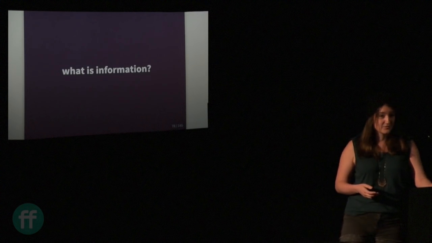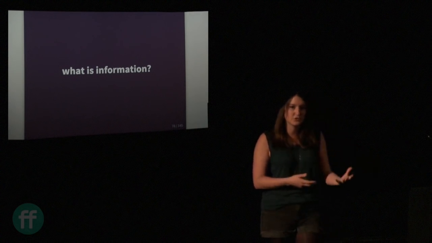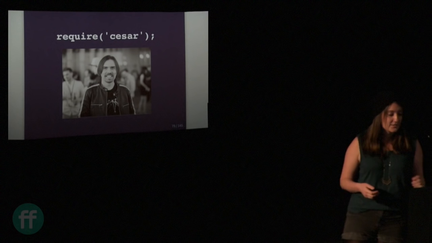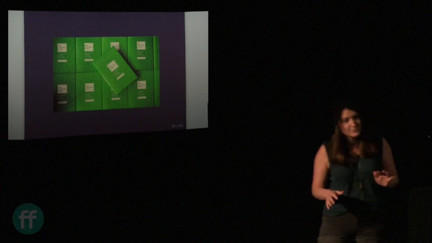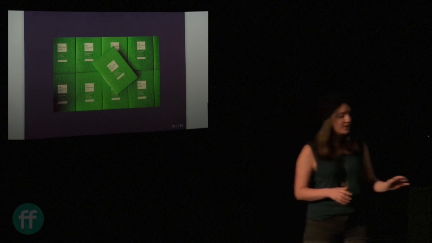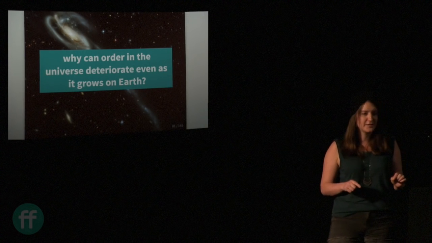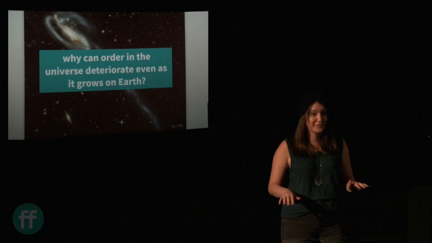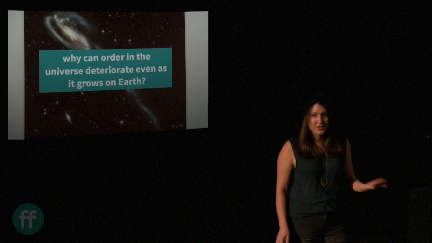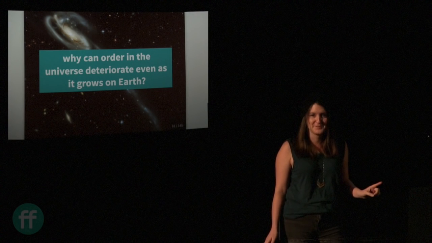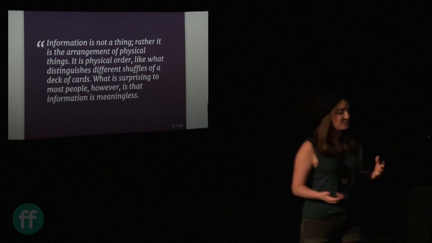Now we have to ask ourselves, what the heck is information? Because now it's, okay, how much information does it take to describe a system? This brings me to an author named Cesar Hidalgo, who wrote this amazing book called Why Information Grows. The book is actually about why order in the universe can deteriorate even as it grows on Earth, which is totally out of the scope of this talk. But if you want to know about it, you should talk to me at the party. No one has taken me up on this yet, and I'm bummed about it.